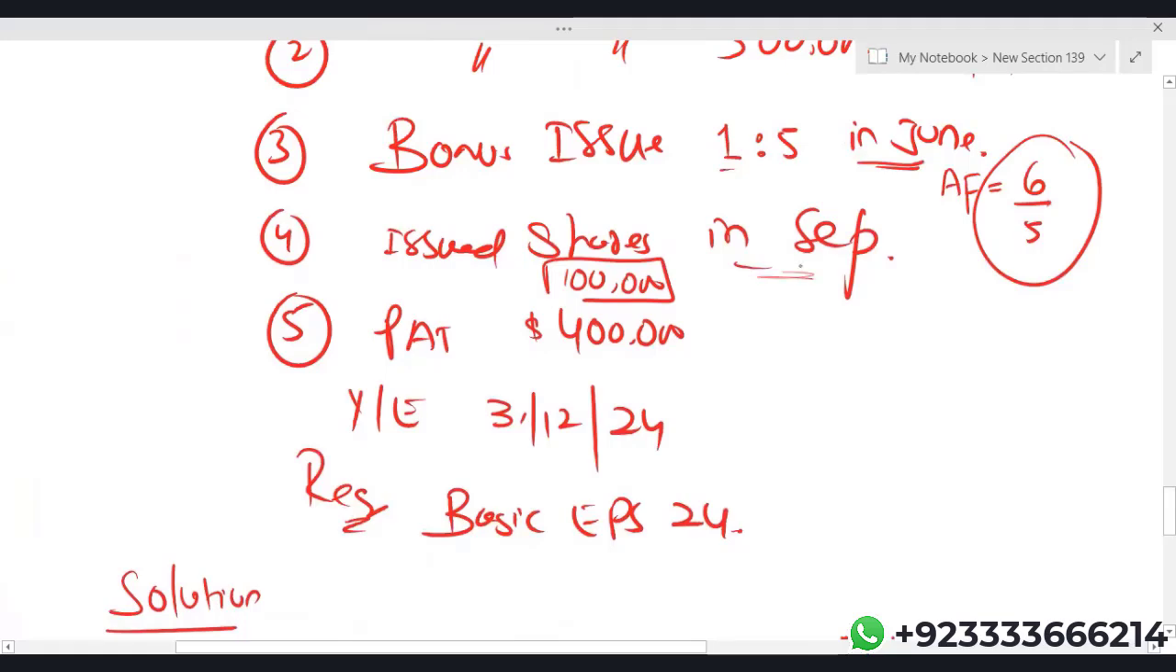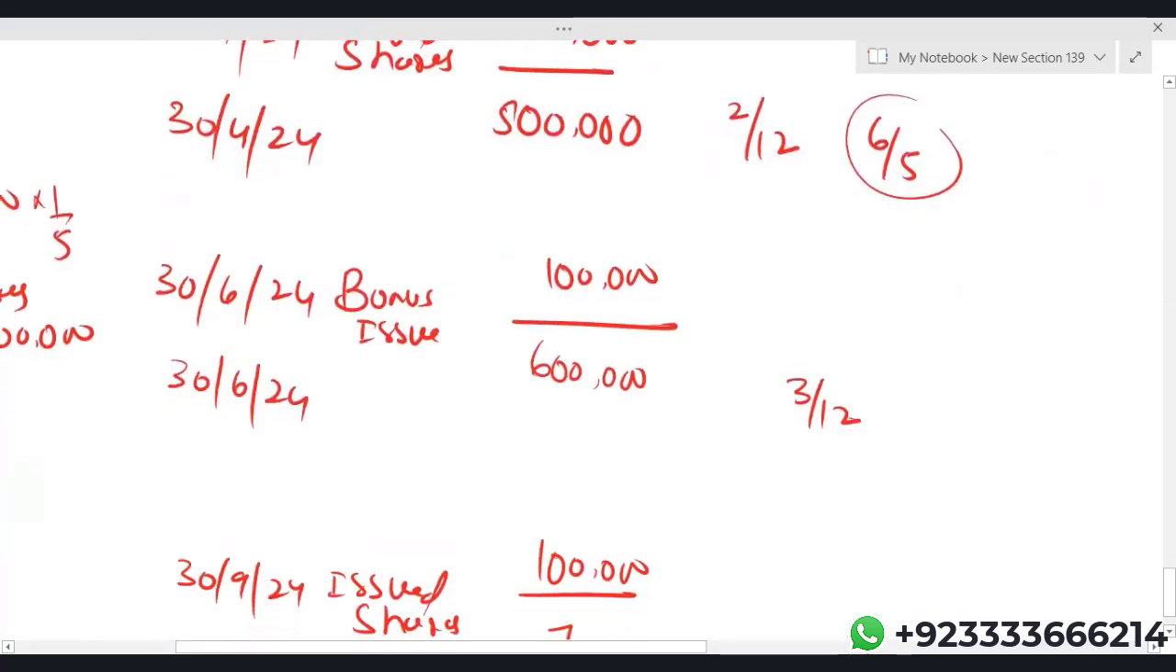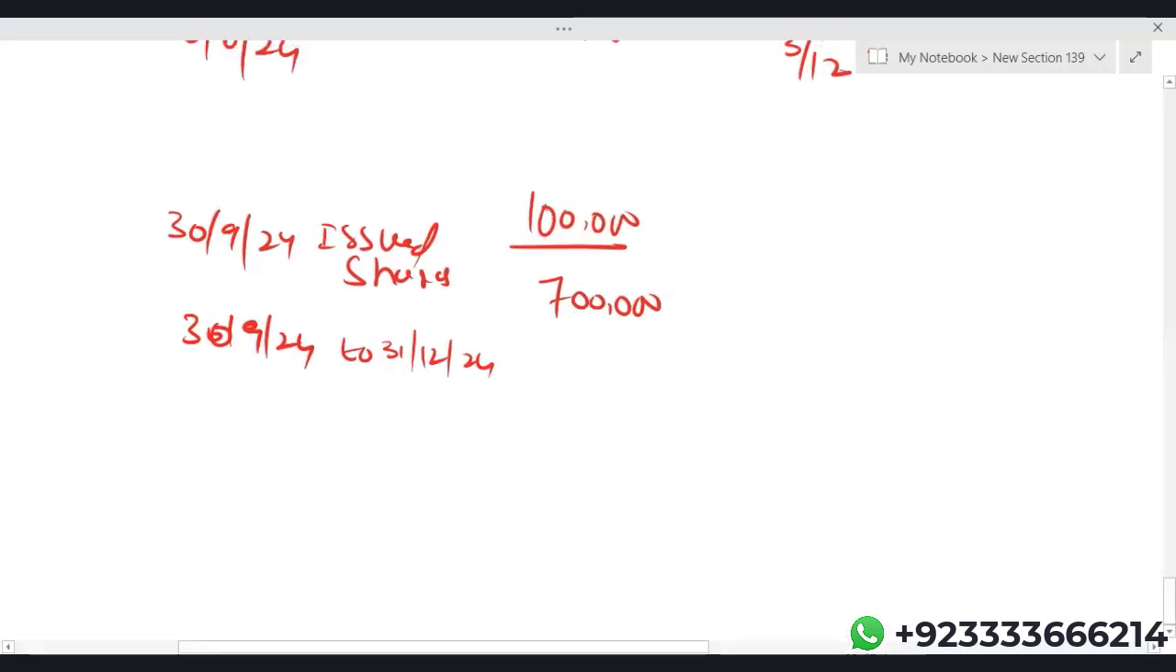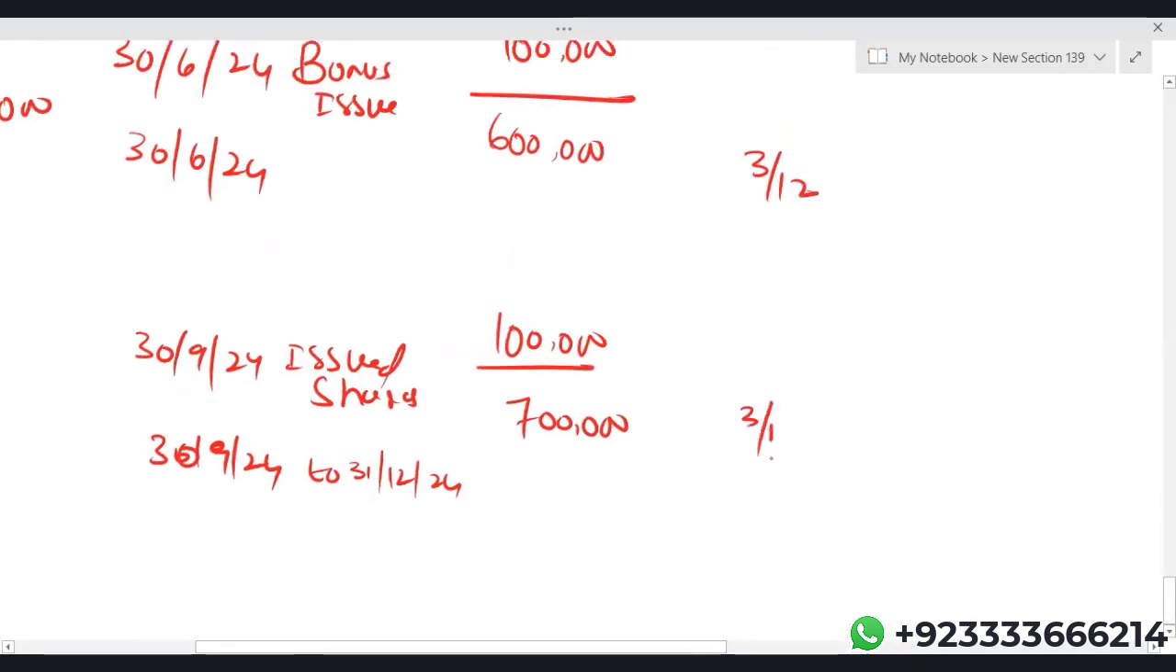After September, the company has issued no more shares. It means from September till December 24, the company is having 7 lakh shares. From 30th September till 31st December, the company is having 700,000 shares. So the time factor from 30th September till December is 3 by 12.